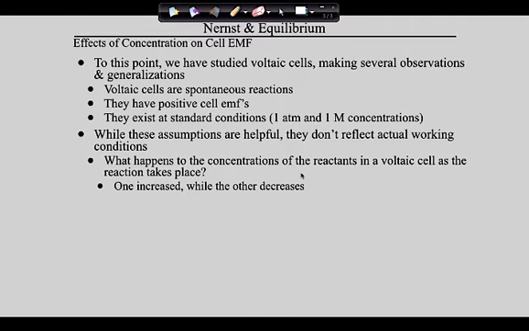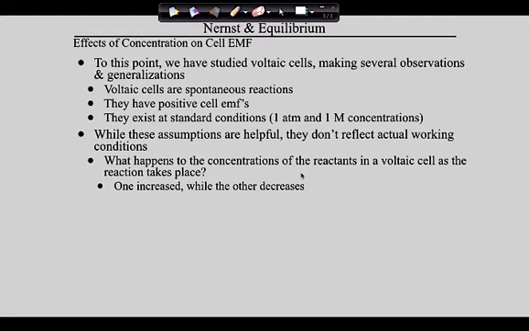So guys, what happens to the concentrations in the cells as the battery does its thing? It's not enough to say they go up or they go down. One goes up and the other goes down. So let's see if you can do this without a picture. Don't look at your picture. Which cell does the molarity go up, the anode or the cathode?